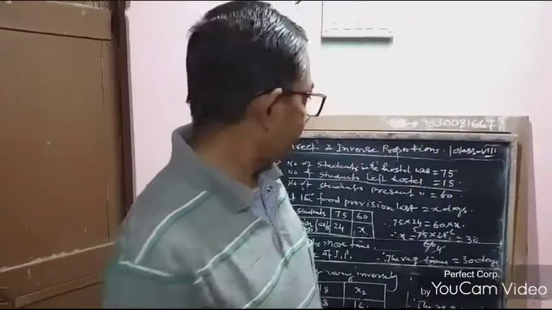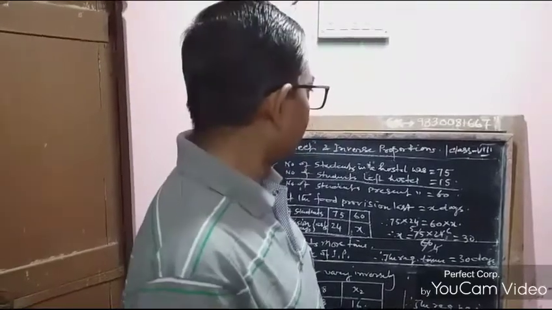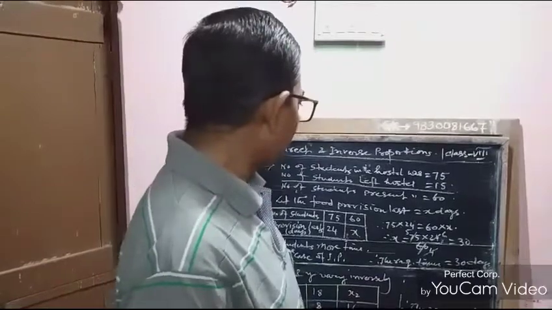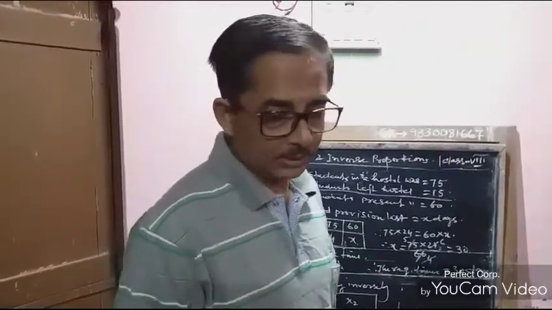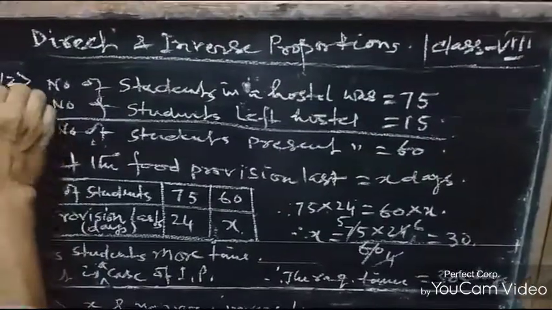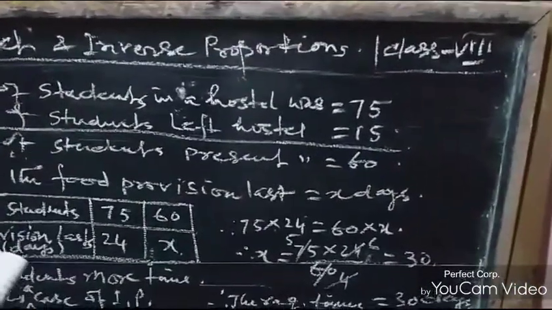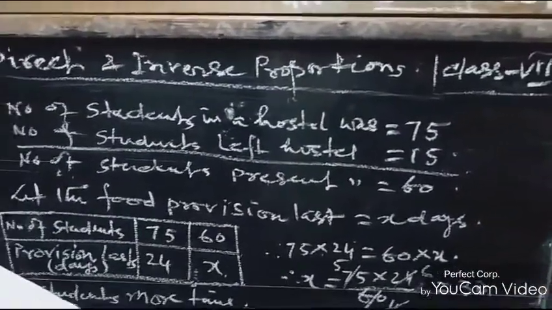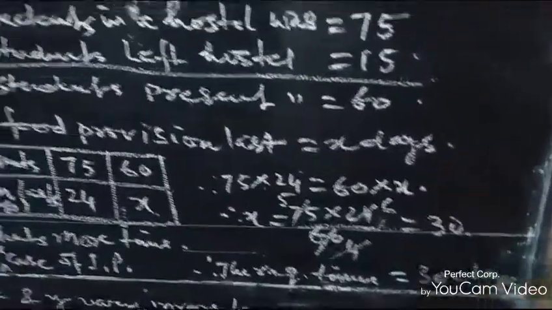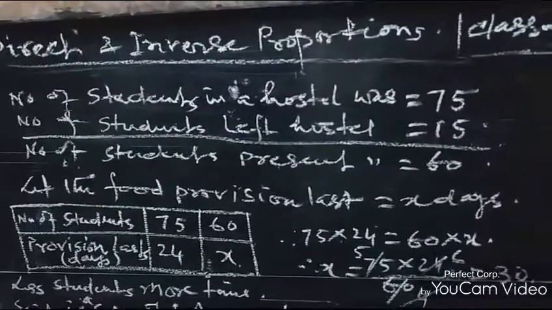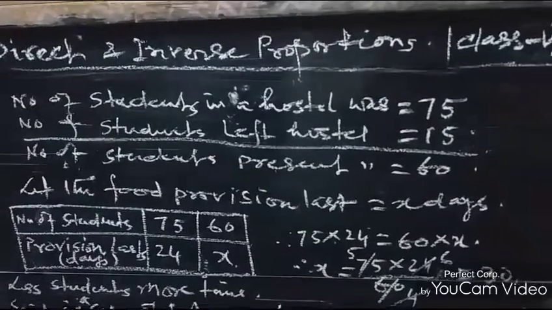This is actually the continuation of our previous video of this chapter, direct and inverse proportion. Here we are going to solve some more problems within exercise 12b and 12c. We are just showing you the problems. This is number 12. It is given that in a hostel, 75 students had provisions for 24 days. If 15 students leave the hostel, for how many days would the food provision last?